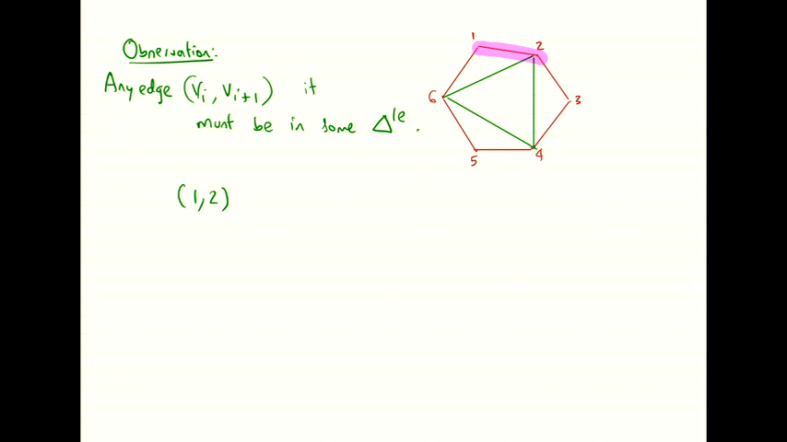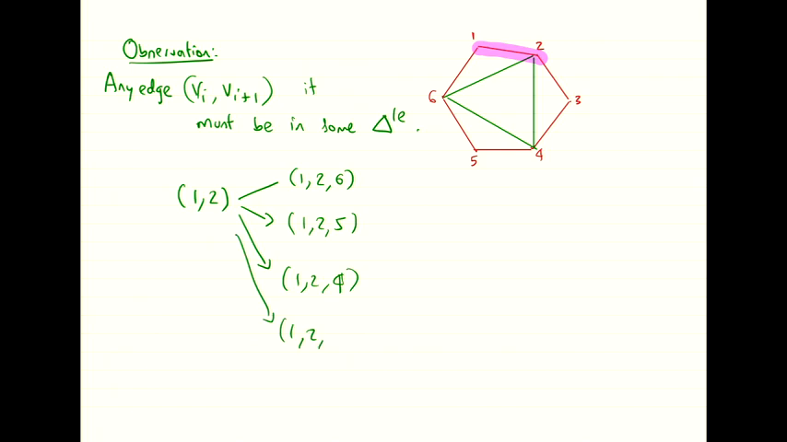Well, it could be part of 1, 2, 6, or 1, 2, 5, or 1, 2, 4, or 1, 2, 3. We don't know. But in the optimal solution, 1, 2 is part of some triangle, and it could be one of these cases. So let's say, just to continue this thought experiment, 1, 2 is part of this triangle. Suppose it is this case.